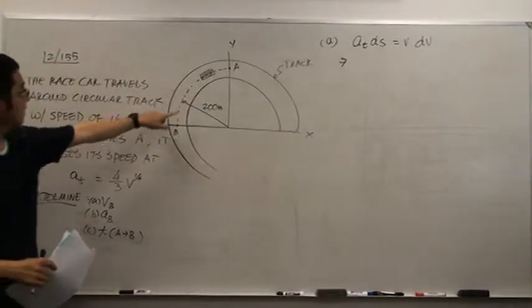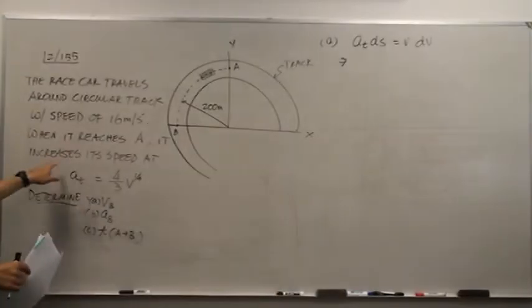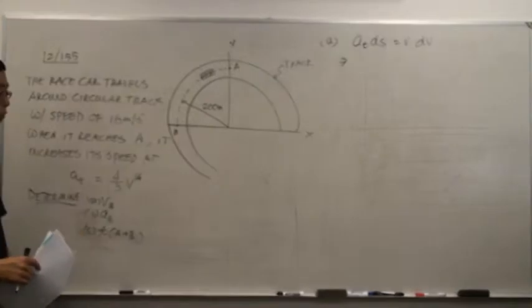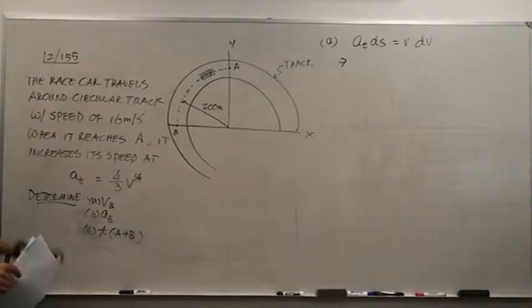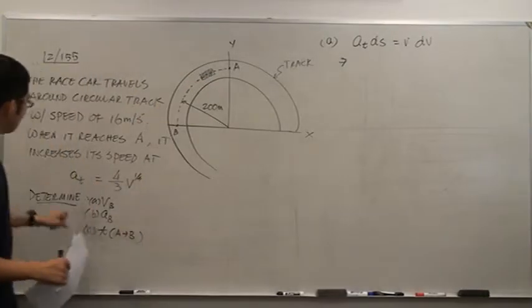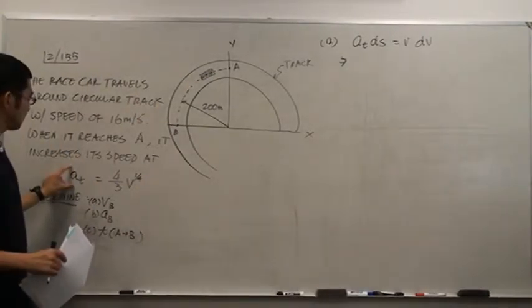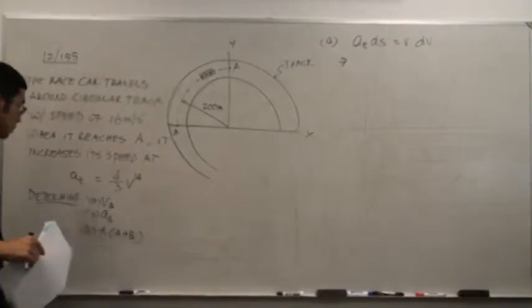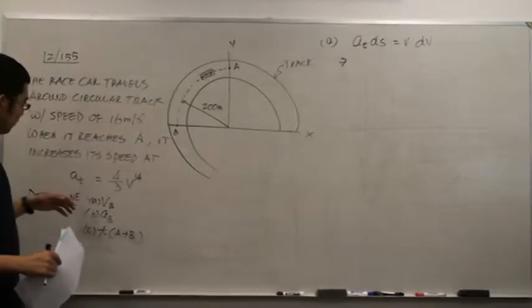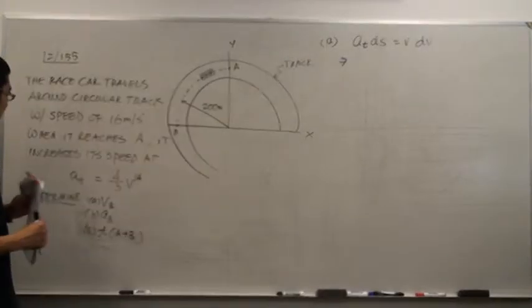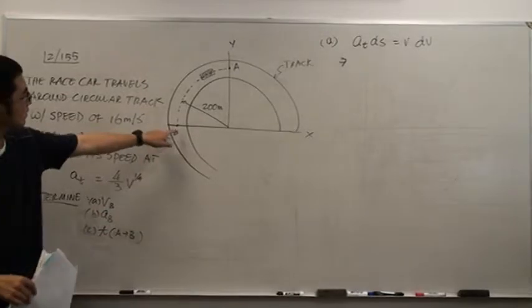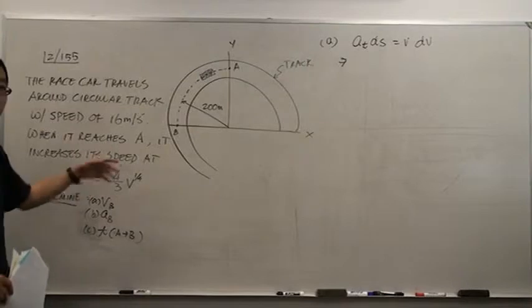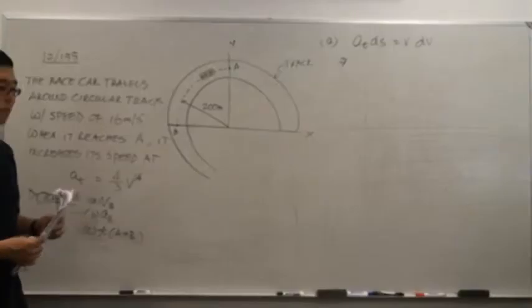When it reaches this point A, it increases its speed at a_t equals 4/3 v to the power of 1/4. So at this point A, you start to step on the gas pedal, and now the acceleration becomes a function of velocity. As we mentioned before, acceleration usually is a function of velocity because of air resistance and whatnot. Now you're asked to calculate the velocity at B, the acceleration at B, and also how long it takes to go from A to B.